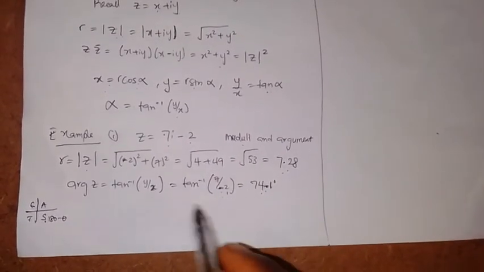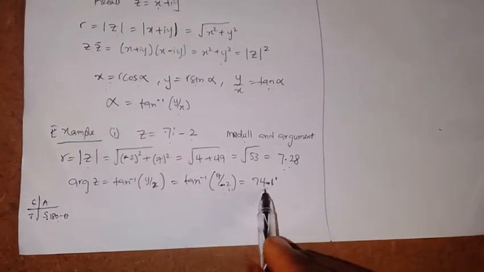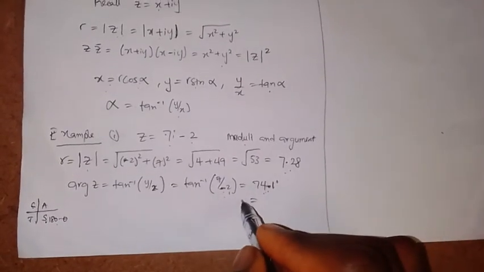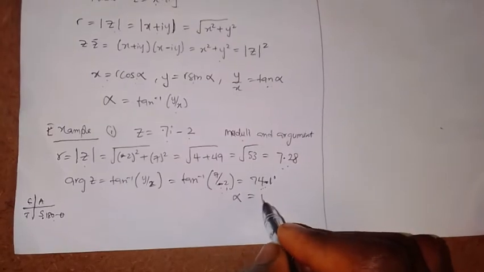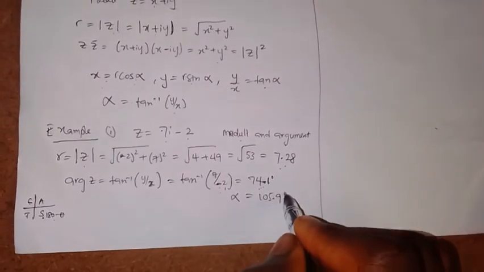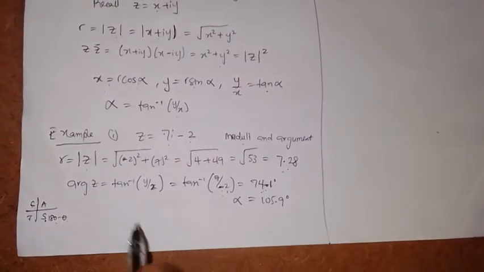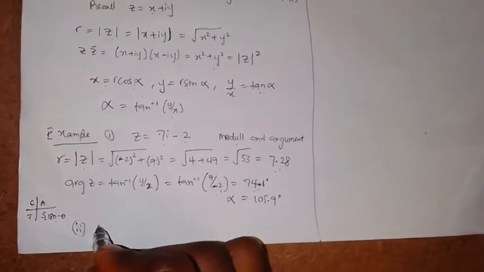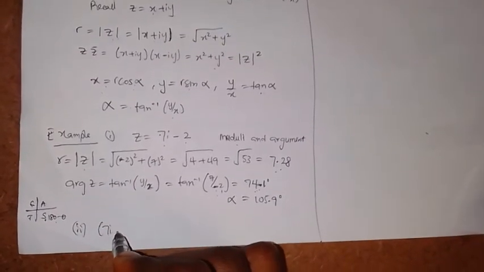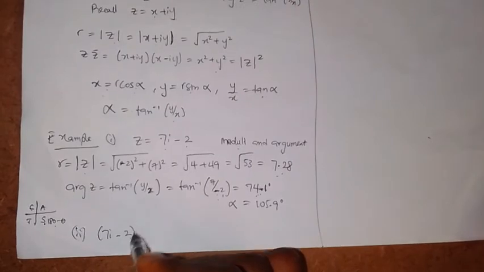So how do we get that? Very simple. 180 minus theta becomes 180 minus this, which now leaves my alpha to be 105.9 degrees. Okay, so for question 2, let's say we're given a question like 7i minus 2 into 3 plus 4i.